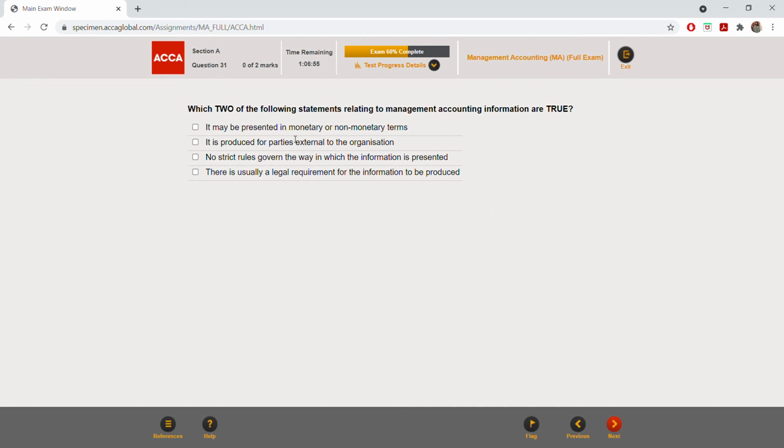Which two of the following statements relating to managerial accounting information are true? It may be presented in monetary or non-monetary terms. It is produced for parties external to the organization. No strict rules govern the methods by which information is presented. There is usually no legal requirement for the information to be produced. So it is this. Why? Because the others are for financial accounting.